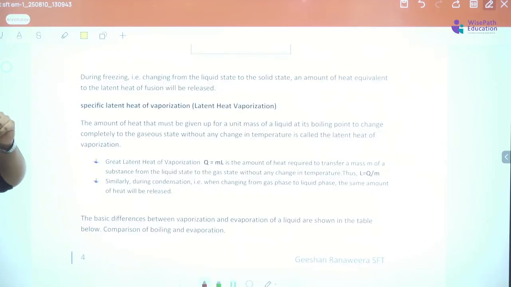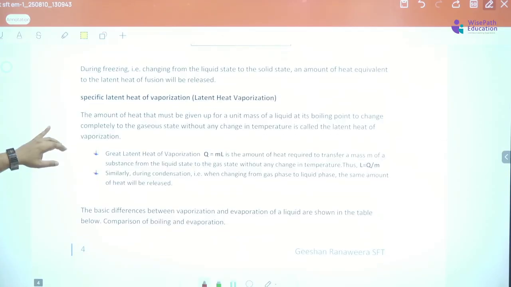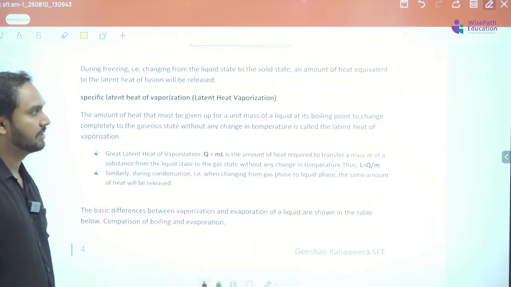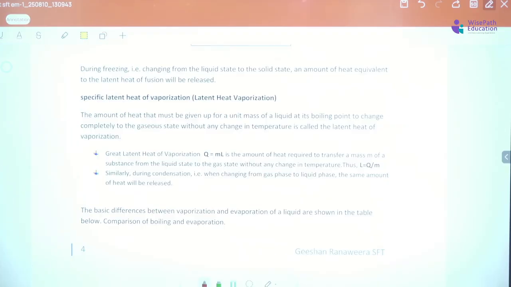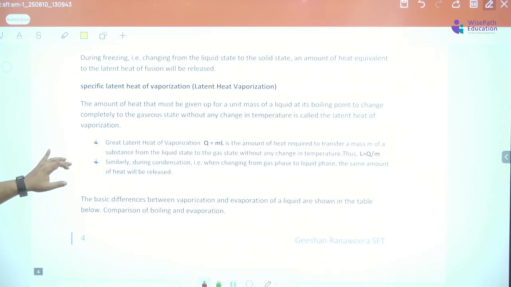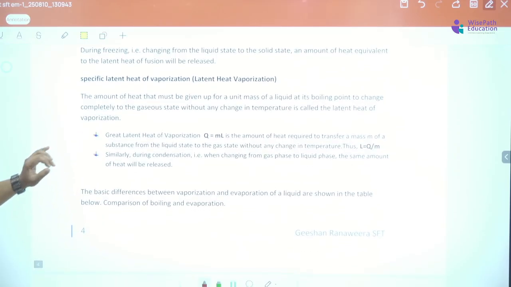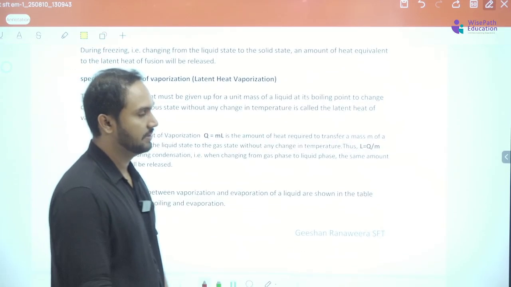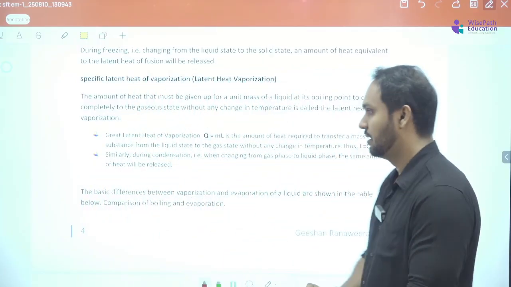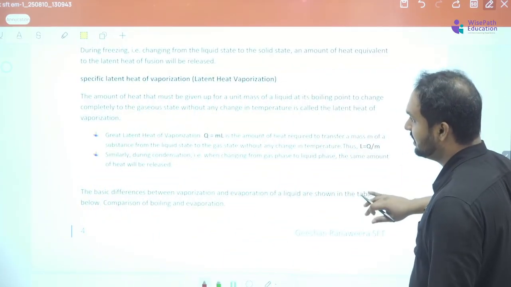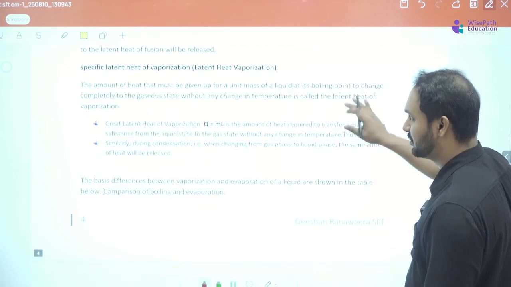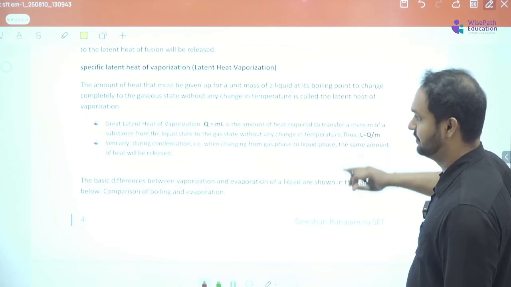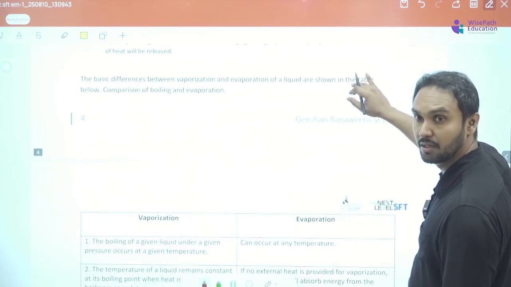Now, specific latent heat of vaporization, the amount of heat that must be given up for a unit mass of a liquid at its boiling point to change completely to the gaseous state without any change in temperature is called the latent heat of vaporization, right? So we discussed this, right? Now this is one of the important points. Now go through these theories. You just read these.